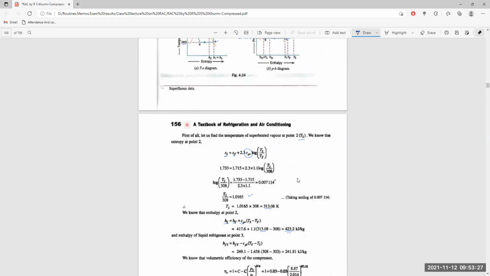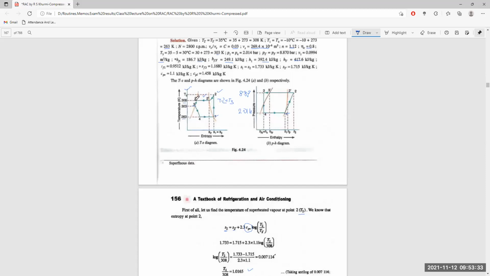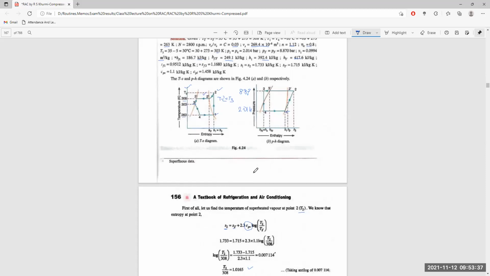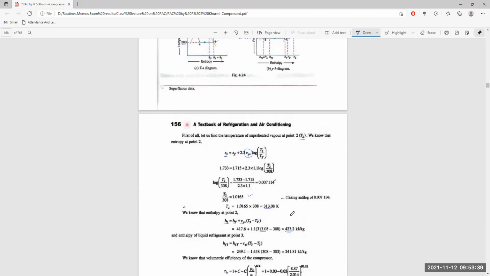The enthalpy of liquid at point 3, H3, at the outlet on the liquid refrigerant line, is given as HF3 equal to HF3 dash minus CP1 times T3 dash minus T3.